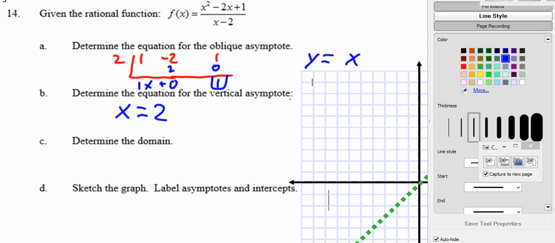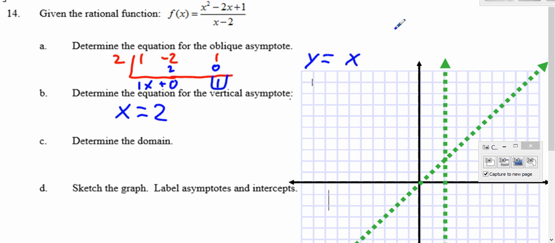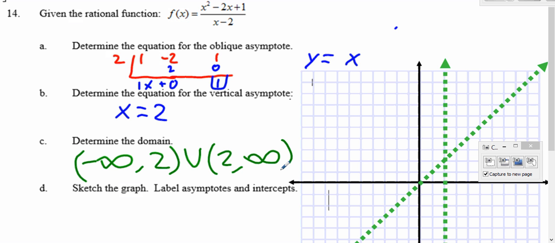Your domain also comes straight from denominator equals 0. So it's everything except for 2, because you cannot divide by 2. There's an asymptote there. So it's negative infinity to 2. Always going to be the same as your vertical asymptote. Union 2 to positive infinity.